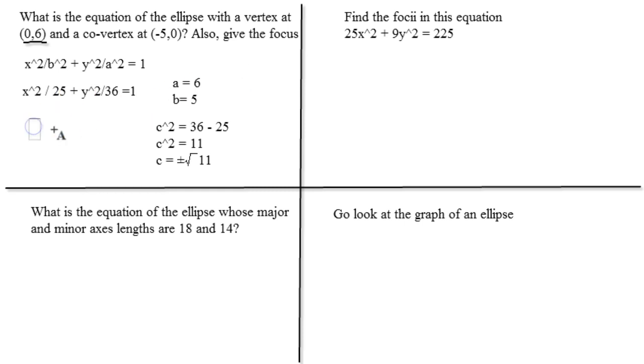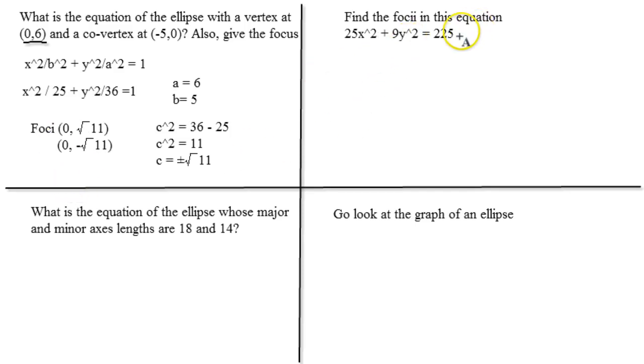All right, but then my foci, and yes, this is Latin for the focus. Okay, so the focus is going to be 0 comma c. So it's going to be 0 comma positive root 11, and then also 0 comma negative root 11. Okay, and that's how we do that one.